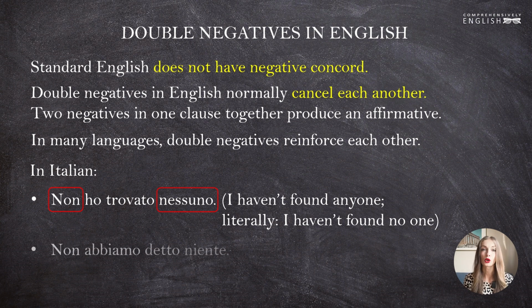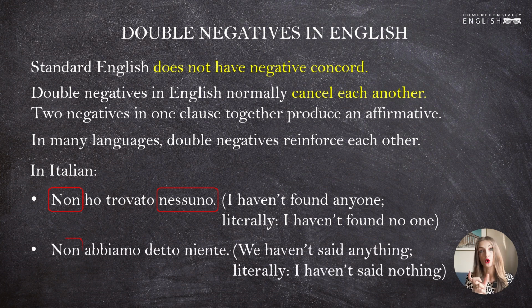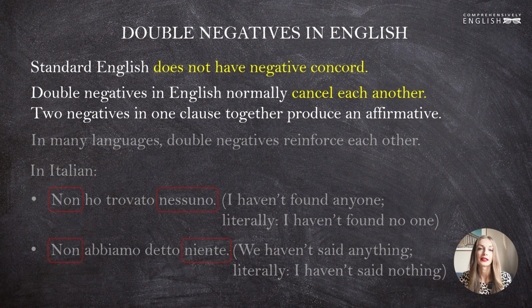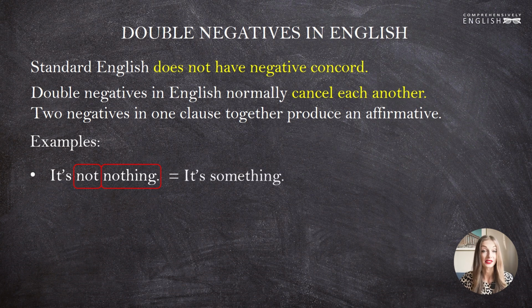Another example, non abbiamo detto niente. We haven't said anything. Again, non is a negative particle and niente means nothing, a negative pronoun. This is a norm for Italian as well as for many other languages, but not for English. Let's look at some examples in English. It's not nothing. This sentence contains two negative elements, not and nothing, and it actually means it's something.